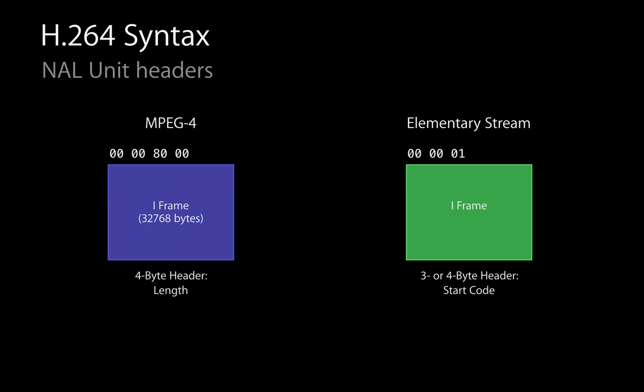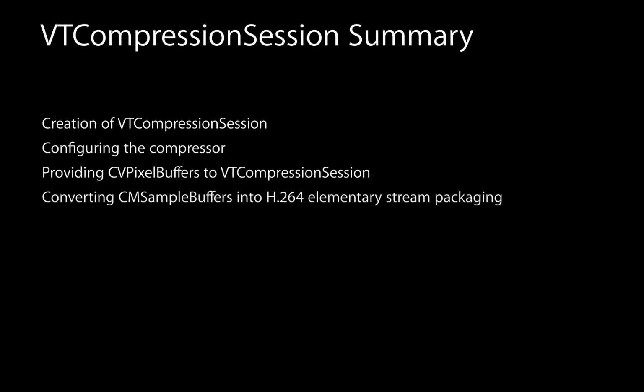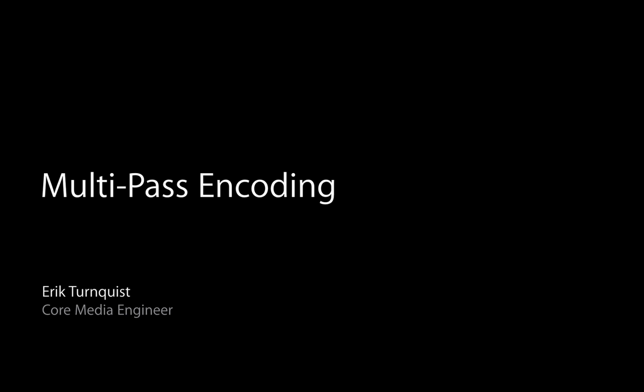the NAL units. All right, a quick summary about what we talked about with the VT compression session. We talked about creating the VT compression session, and we've talked about how to configure it using the VT session set property call. And we talked about how you would provide CV pixel buffers to the compression session. And finally, we talked about converting those CM sample buffers into an H.264 elementary stream packaging. All right, and with that, I'd like to hand things off to Eric so he can talk about multipass.